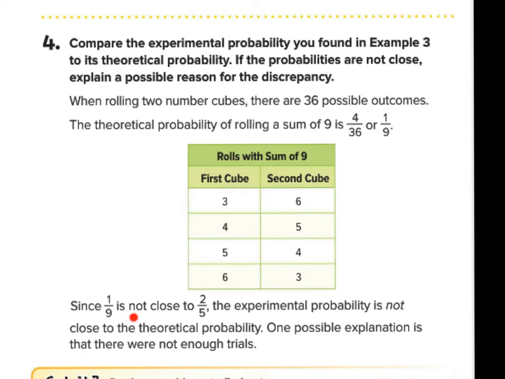Since 1/9 is not close to 2/5, the experimental probability is not close to the theoretical probability. One possible explanation is that there were not enough trials. You didn't do it enough times.